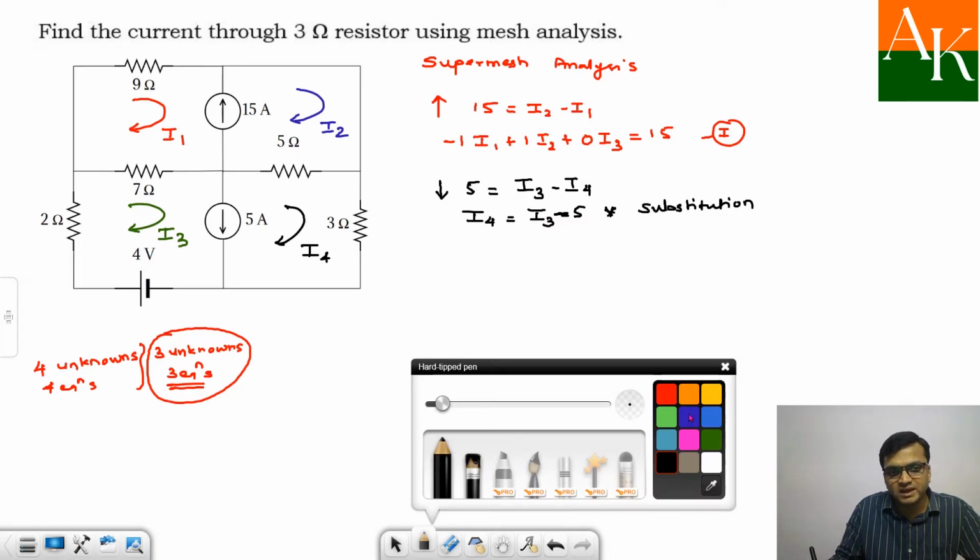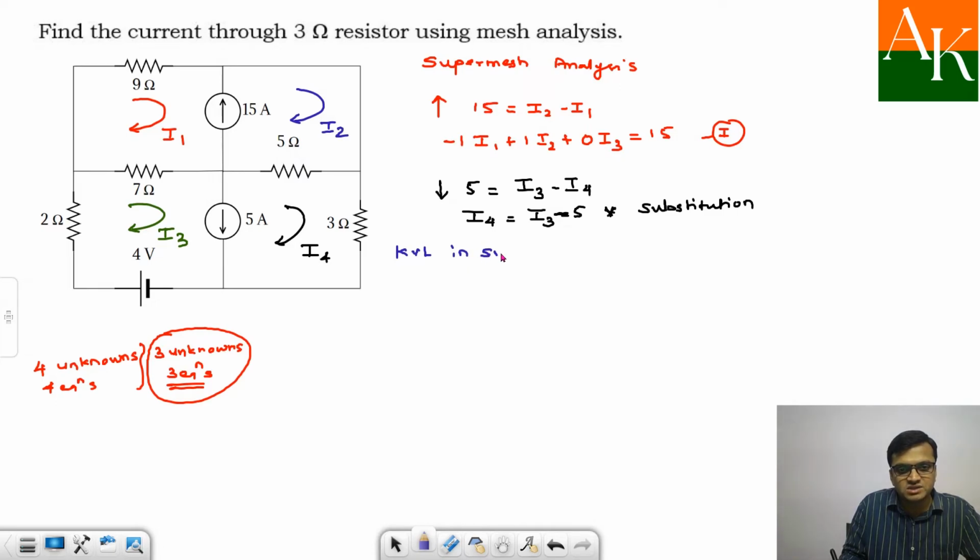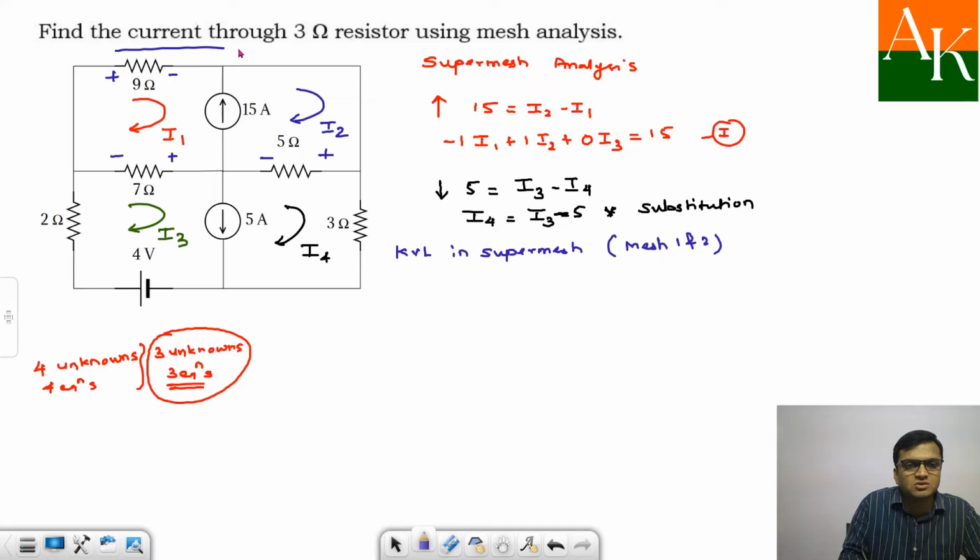Now I have to apply KVL in super mesh. Okay, KVL to super mesh, and this super mesh is formed because of mesh 1 and 2. Before applying KVL, you need to assign the sign for the voltages developed across the resistances. So I am traveling this path 9 ohm, then you go to like this one 5 ohm, 7 ohm, and you complete this path. This is a closed loop. So you have decided to move like this one. So I have shown this path and now I will apply.